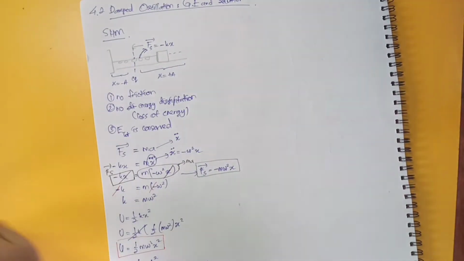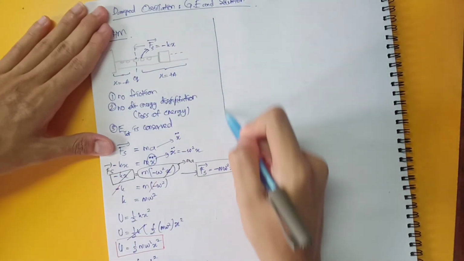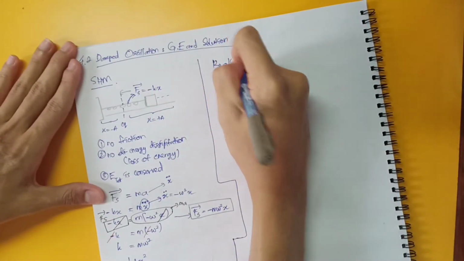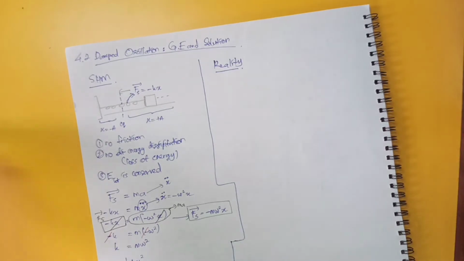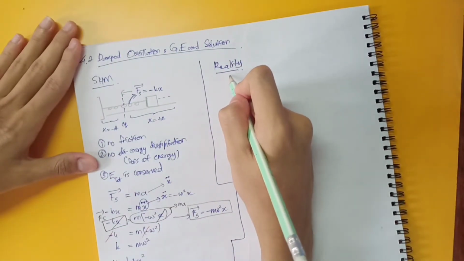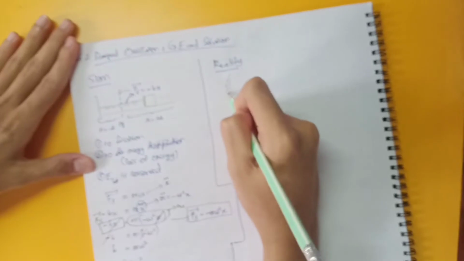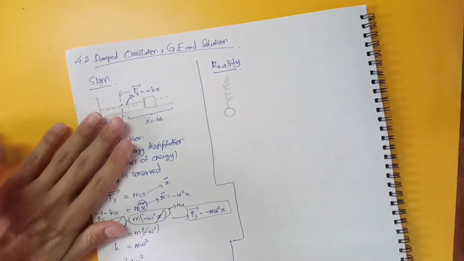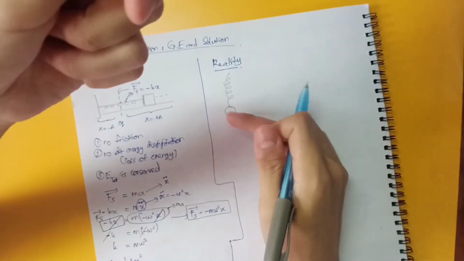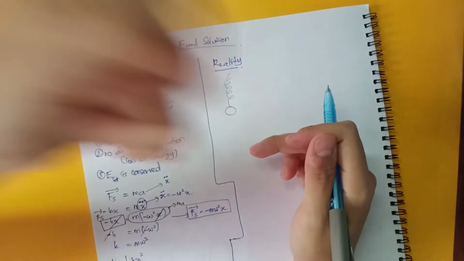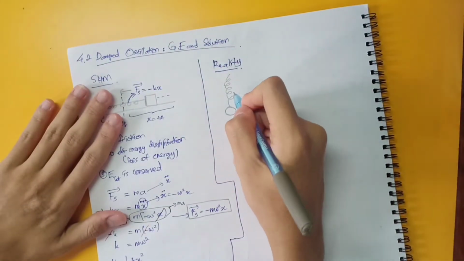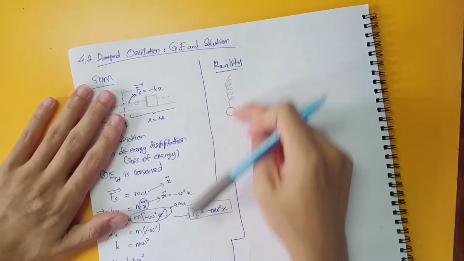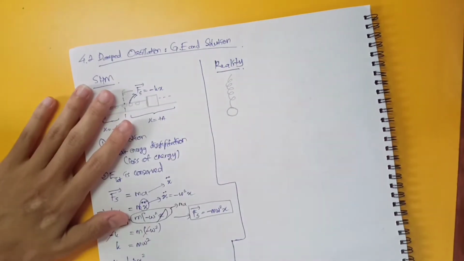Okay, now let's move on to the reality. Now let's look at the reality. So here is the reality. In reality, let's say that we have a pendulum on a spring, and we want to move the pendulum up and down like this. It means that the pendulum will move downward and then upward, back and forth, downward, upward, back and forth.